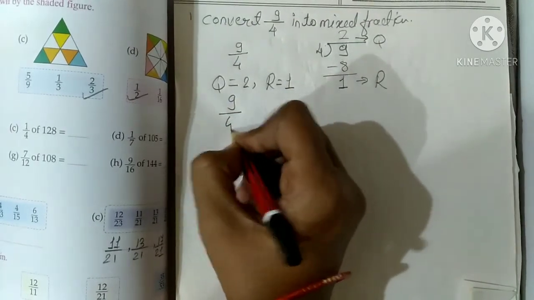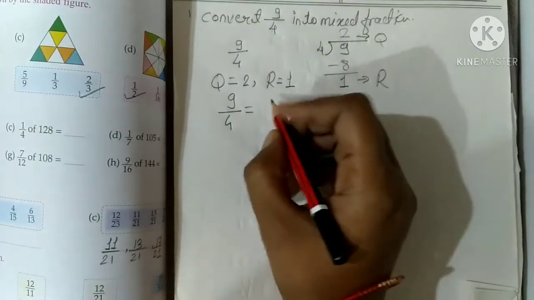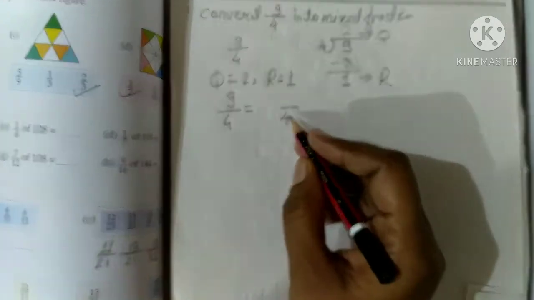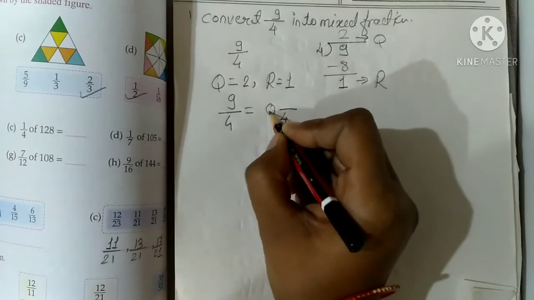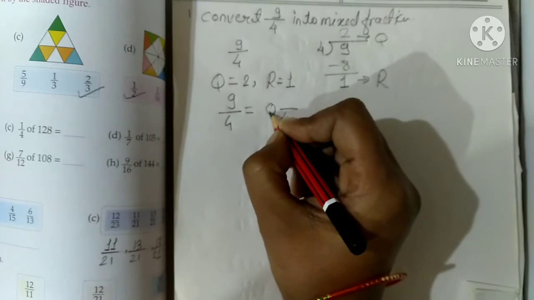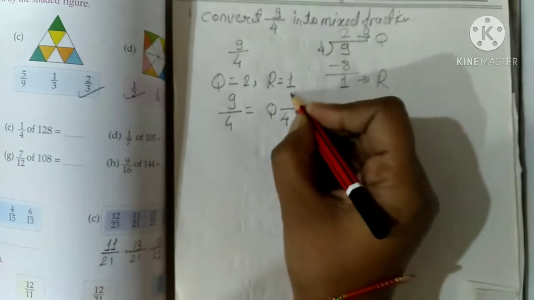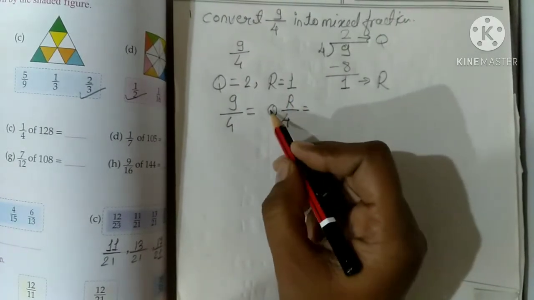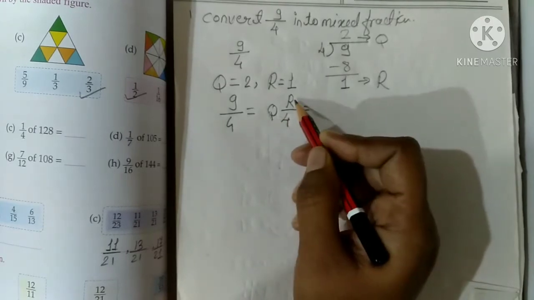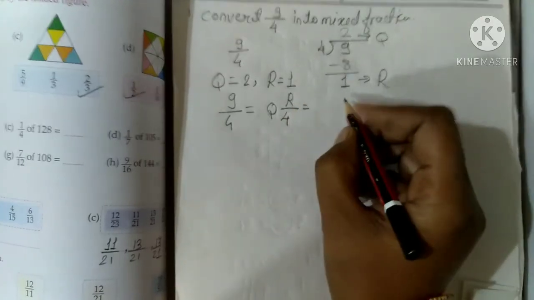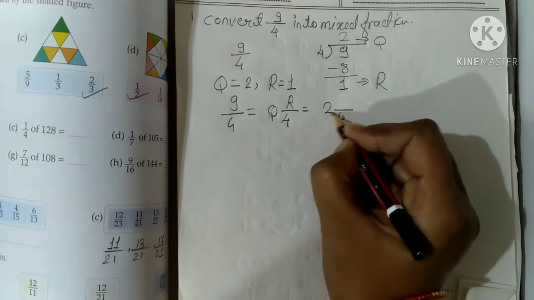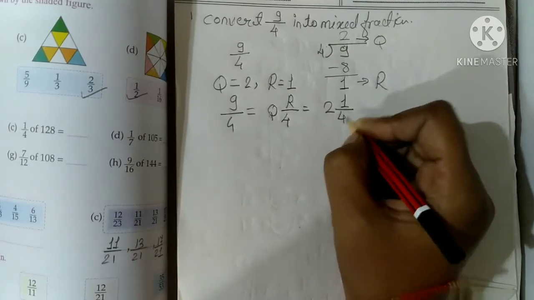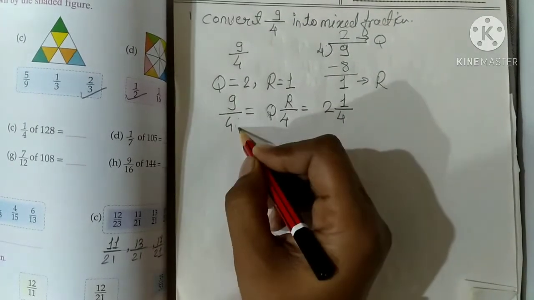So for changing 9 by 4 into a mixed fraction, first we write the denominator as it is. The integral part is the quotient, and here we write the remainder at the numerator. So here write 4 as it is, quotient is 2 and remainder is 1. So this is the mixed fraction for this improper fraction.